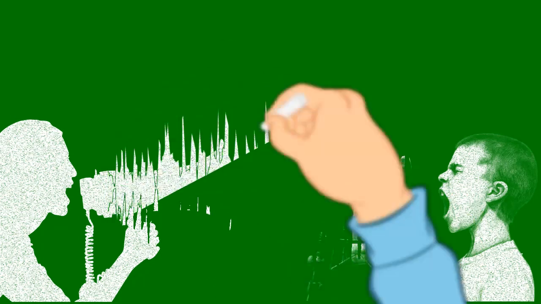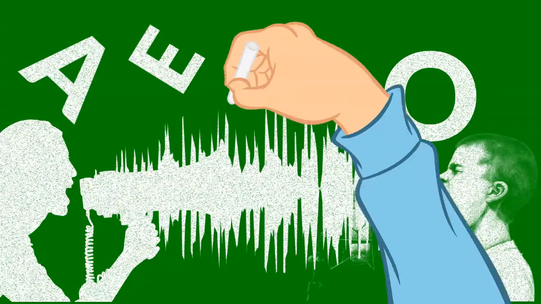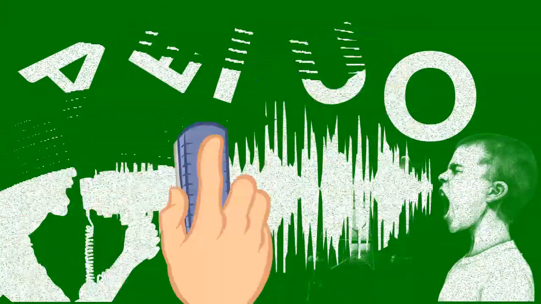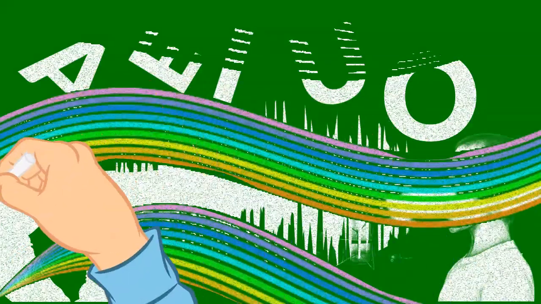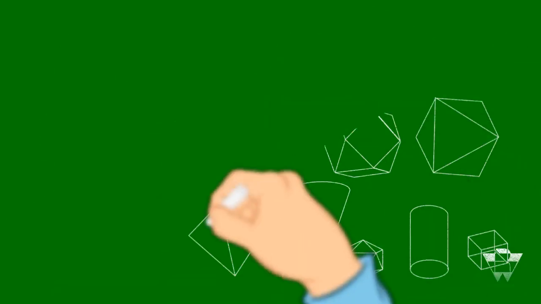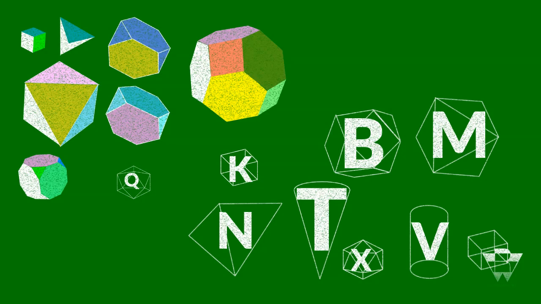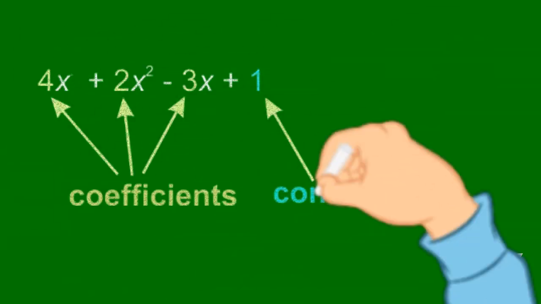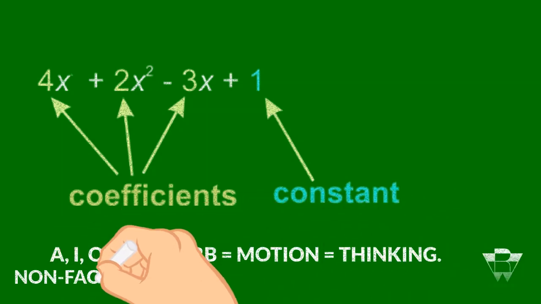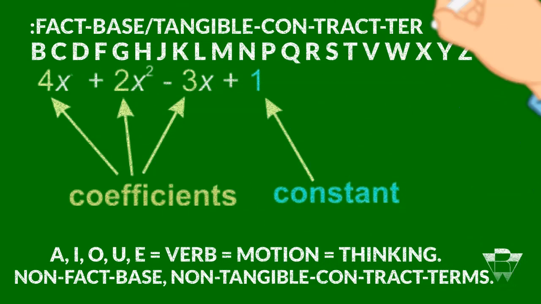Why is that? Well, if you think about it, the sound of a vowel, ah, e, i, o, u, they're verbs because it's basically just thinking. It's motion. There's no concreteness to it. There's no solidity to it. But when you pronounce phonetically a consonant, there's a definite solidity to it, like T, B, V. And also the name consonant is very similar to constant. So you syntax vowels as verbs. Verbs are motion, thinking. Consonants would be syntaxed as fact-based terms.